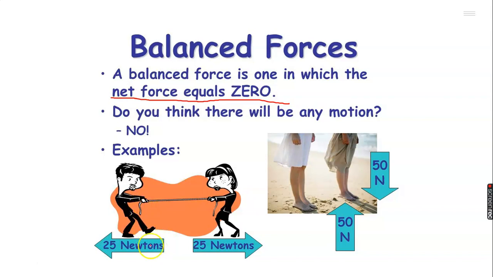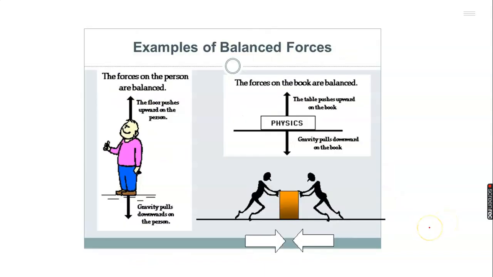Example, you see a 25 Newton person with 25 Newton force. This one has a force of 25 Newton. This one has a force of 25 Newton. They are pulling the rope. Who do you think will go first? From now till forever, nobody will win, because they are exerting the same force, equal but opposite in direction. So this is another example of balanced force.